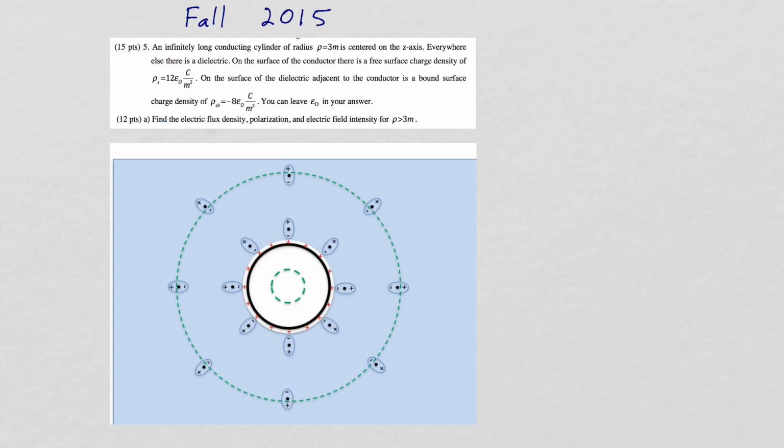In the dielectric, I am showing some of the electric dipoles that form, and I'm only showing the ones that result in bound charge on the inner surface of the dielectric and those that result in charge transfer across the Gaussian surface.